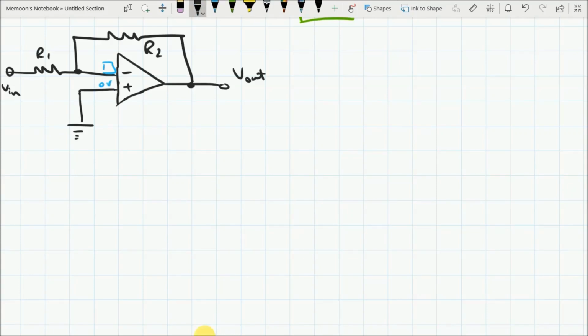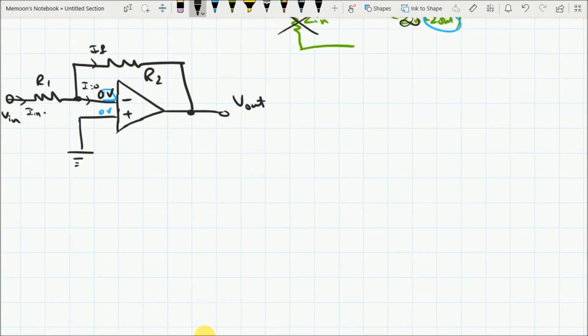Now if a 0 volt is here, there must be a 0 volt at the negative terminal also, because there is a feedback connected between the V out and the V in. So there must be a 0 volt, and the current flowing in or out of this positive or negative terminal should be 0. So some current is flowing I in, and some current is flowing here I F, right? Can we write an equation here?